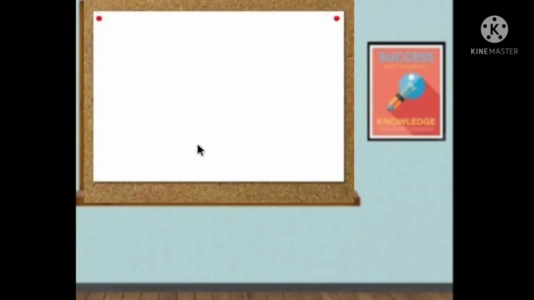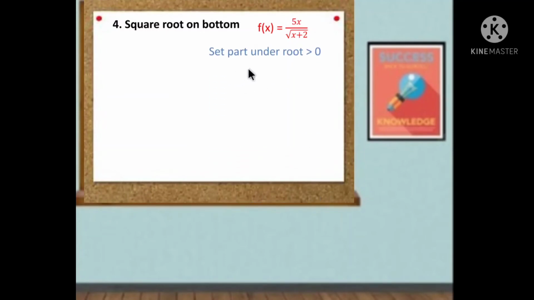Okay. Next, number 4. Square root on bottom. Okay. F of x is equal to 5x all over square root of x plus 2. Ang sabi lang daw, set part under root greater than 0. Okay. So, yung nasa loob lang daw ng root, iset daw natin greater than 0. So, kanina merong equal, ano? So, ito greater than 0. Wala. Transposing 2 to the right, magiging negative 2. Ayan, nilipat lang siya. So, ang sabi niya daw dito, x is greater than negative 2. Sa Tagalog, si x daw mas malaki kay negative 2. So, hindi kasama si negative 2.